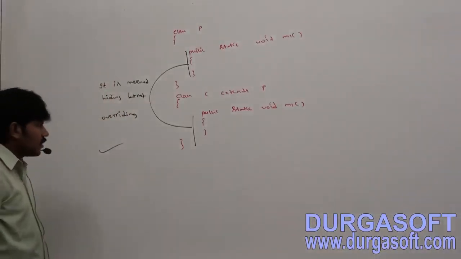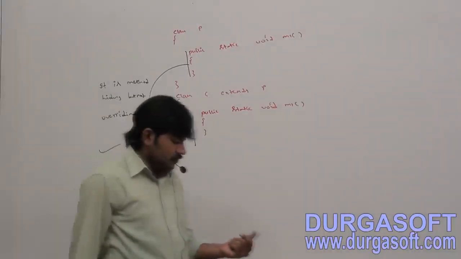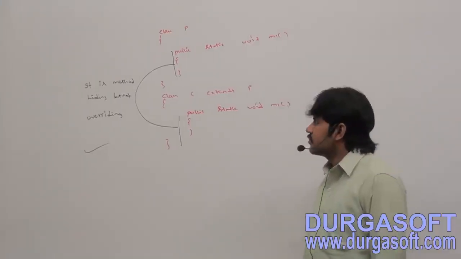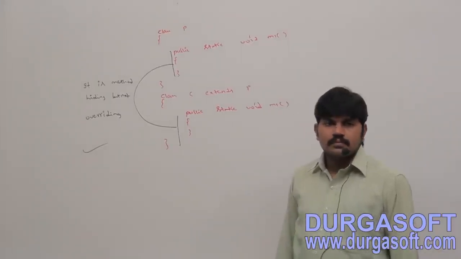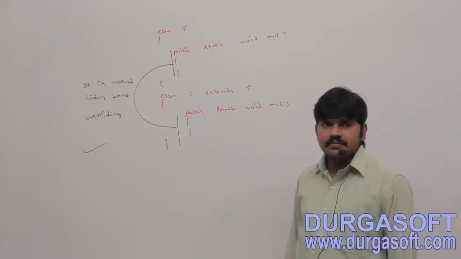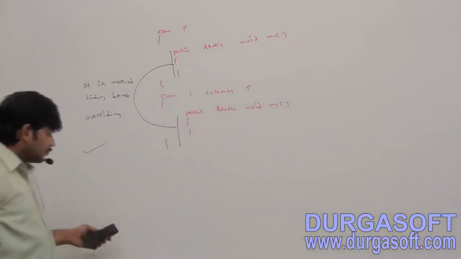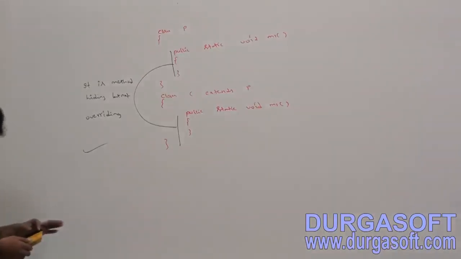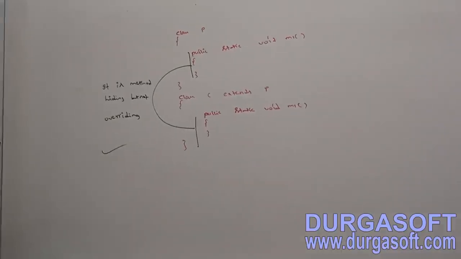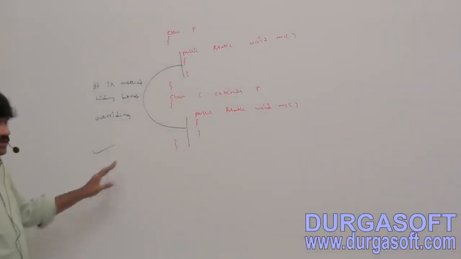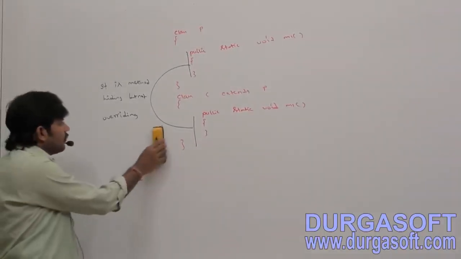Method hiding but not overriding. Clear, right? I hope the terminology is clear. It is method hiding but not overriding.